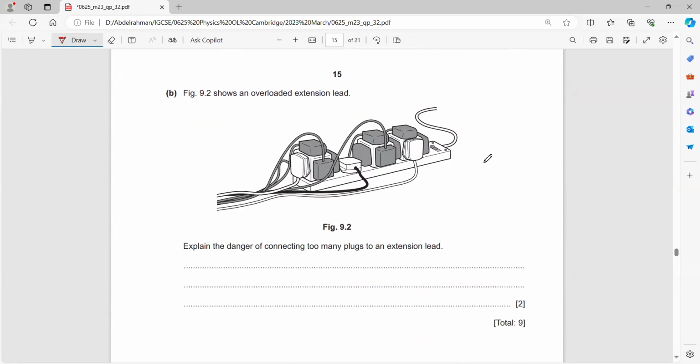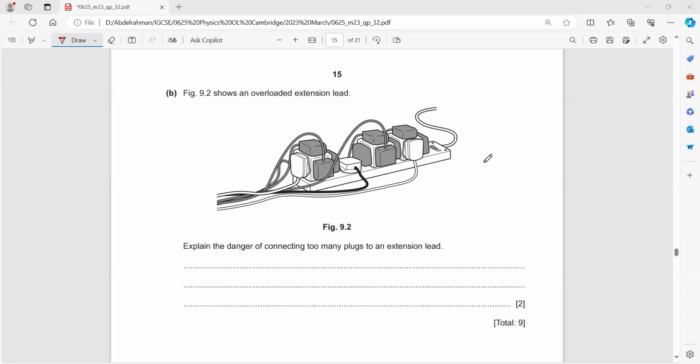Moving on to the next question. Explain the danger of connecting too many plugs to an extension lead. Too many plugs are connected to this extension lead. What will happen? Most probably, overheating. Yes, overheating. Why will it overheat? Is it because the voltage is high? No, the current.